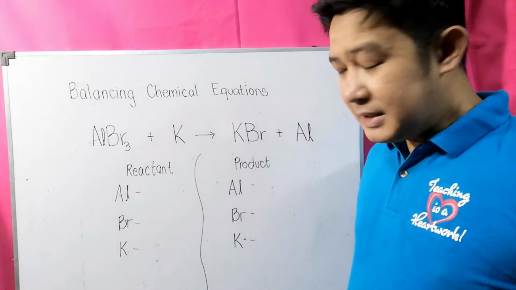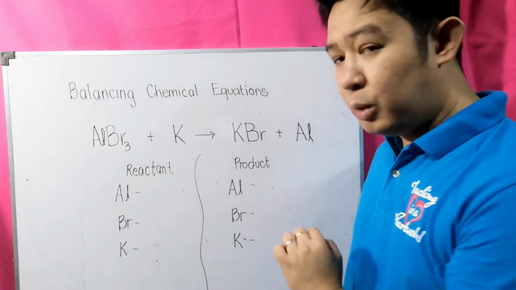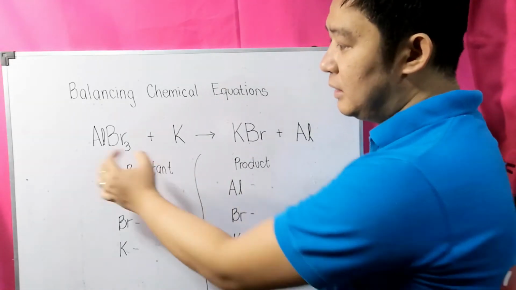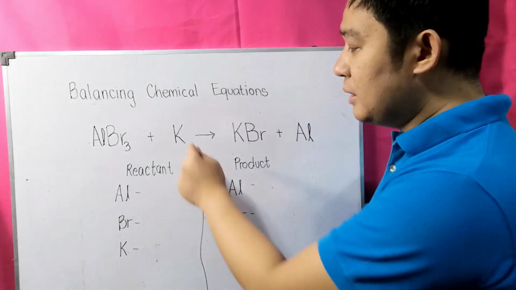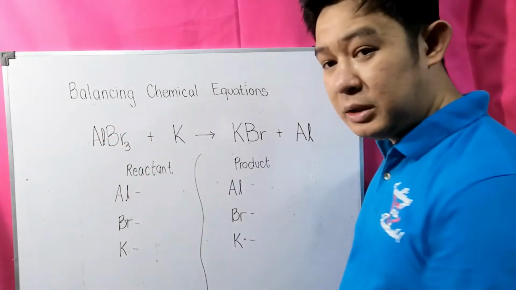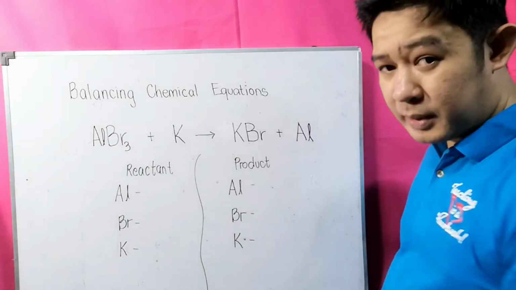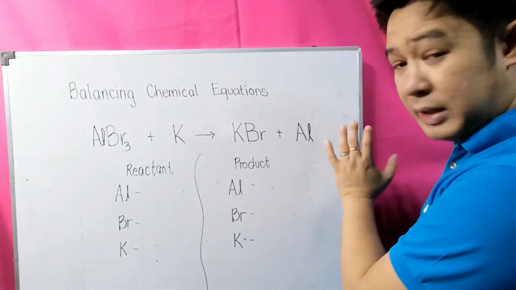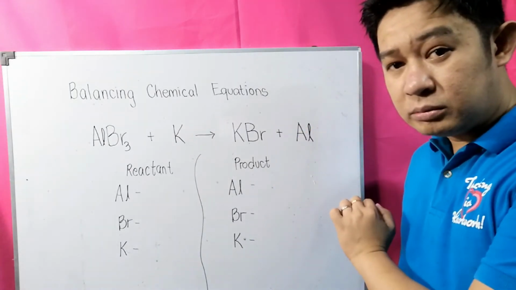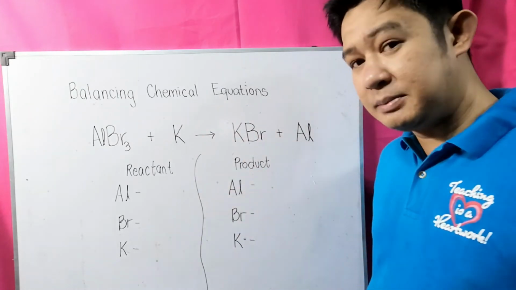Based on the activity series, potassium is more active than aluminum. That is why potassium can replace aluminum. The products will be potassium bromide, leaving the aluminum alone. So this is a single replacement reaction.